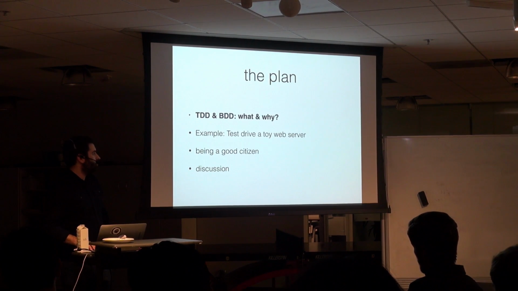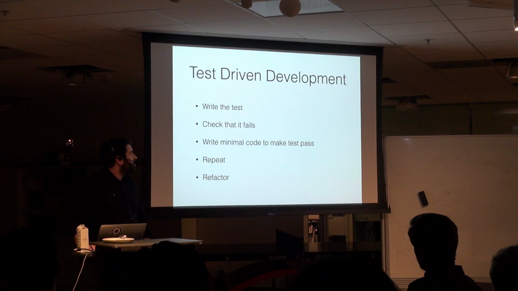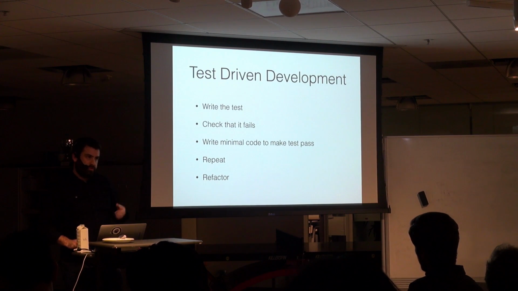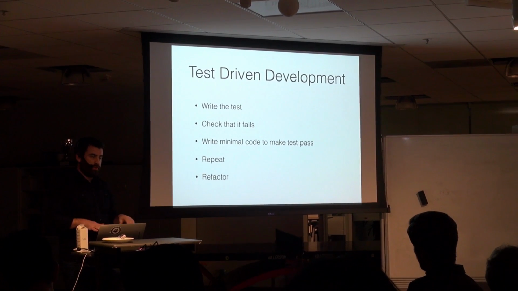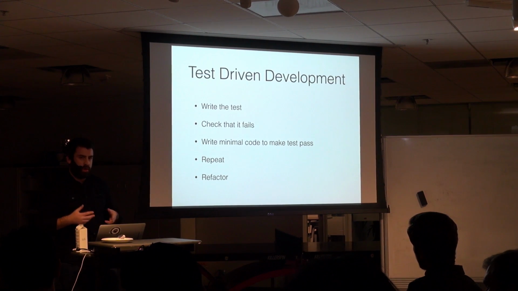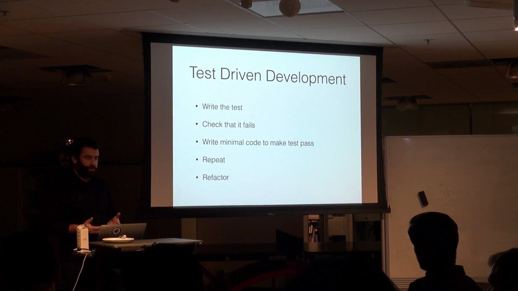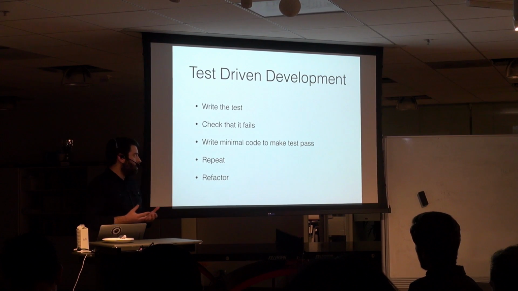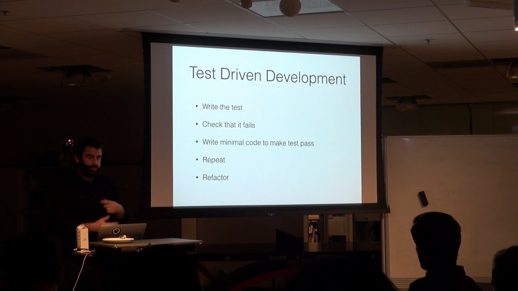Cool. So, what and why about TDD and BDD? Test-driven development is what we do. We write the test first before we do anything else. We check that it fails in the right way. You can write a test and it might fail and not tell you anything interesting. You might have to do some work to make sure that it's failing in the way that you expect, because the production code isn't there yet. Then you write some production code, the smallest amount that you can, to make that test pass. And you repeat this process. And at some point, you refactor, you clean things up, you get rid of cruft, you move things around. But this is the process that we follow when we're doing test-driven development.